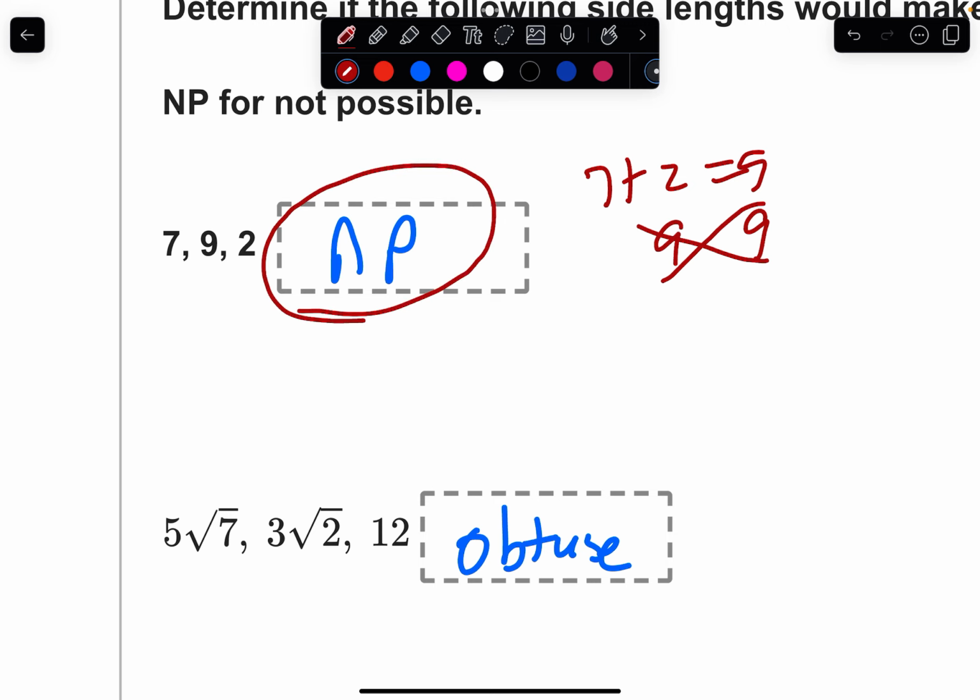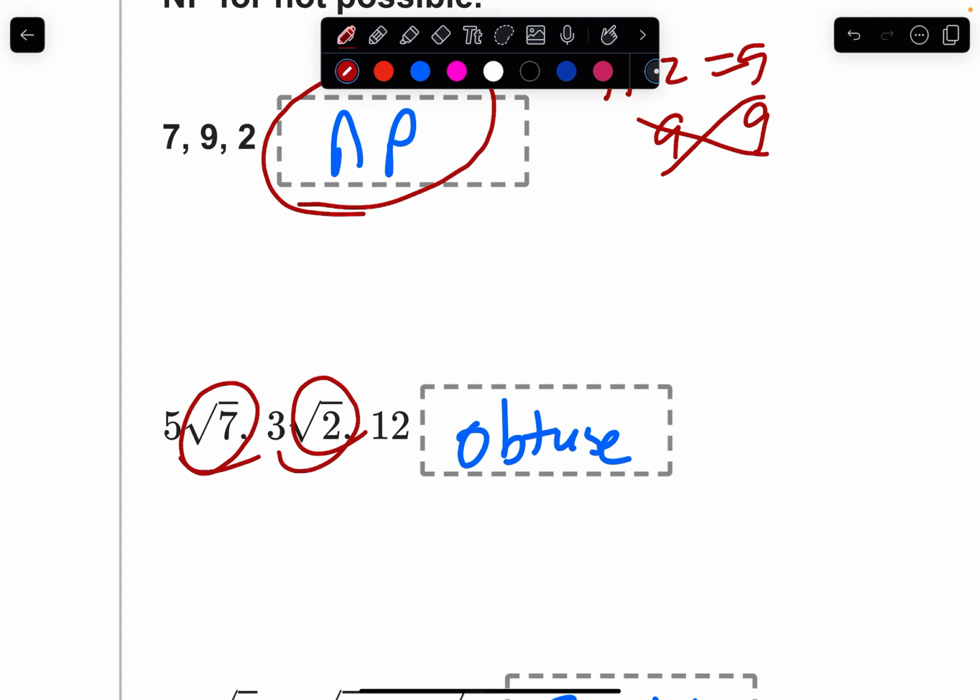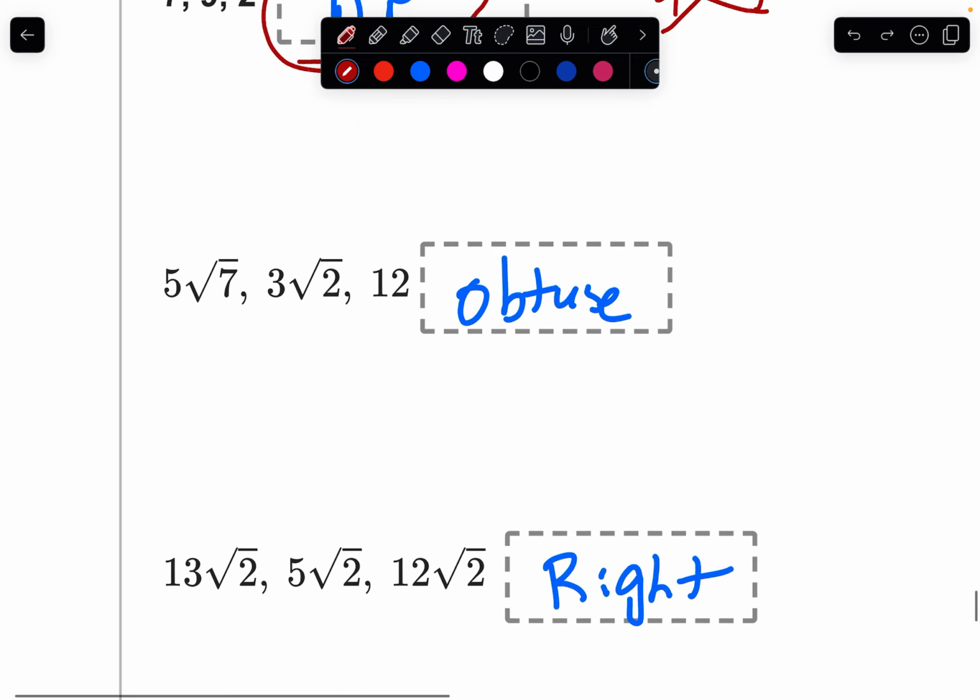And I told you, on the quiz, if it is all whole numbers, you need to check if it's a triangle. If you have irrational numbers at all, you don't have to check. Now, in general, would you have to check? Yes, but I'm telling you on our quiz that if it has irrational numbers, it will work. So then you just got to go to step 2.